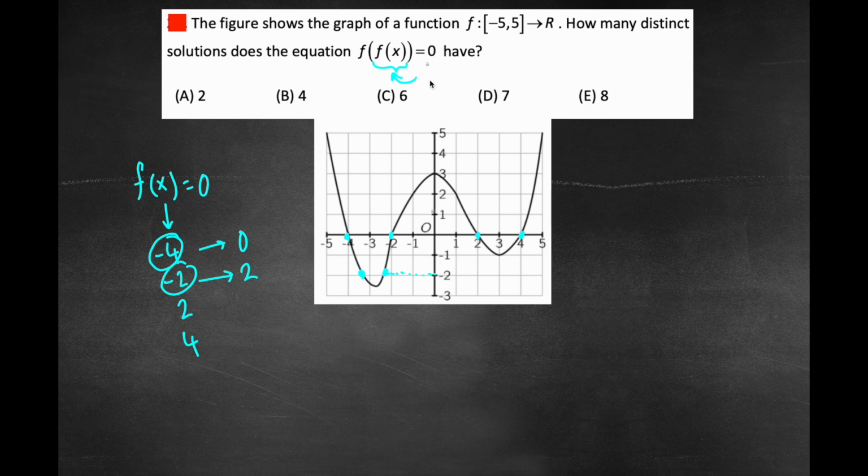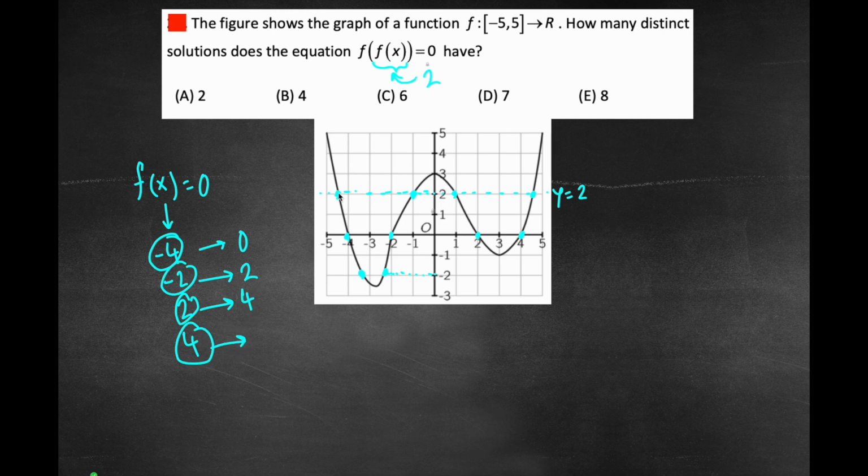Let's move on to +2 and ask the same thing here. I'm looking for x's or inputs which make the output of function f to be 2. So we just have to draw a horizontal line passing through the point 2 on the y-axis, and it's going to cut the function f at 4 distinct points, and all those 4 points are distinct and acceptable.